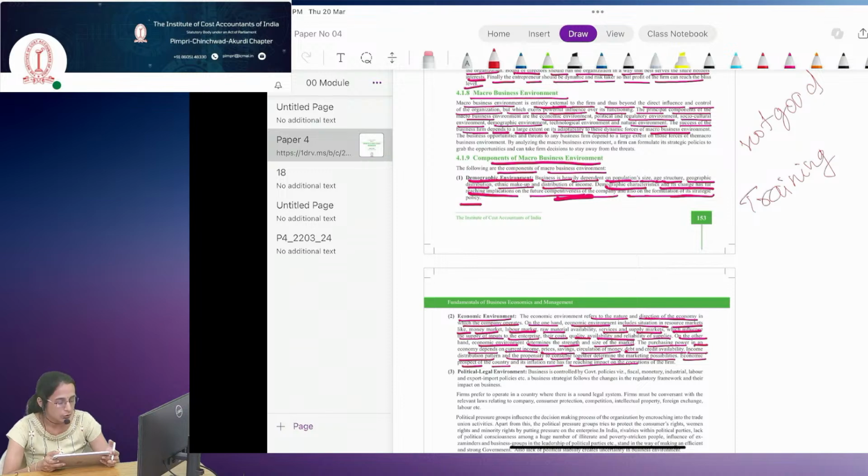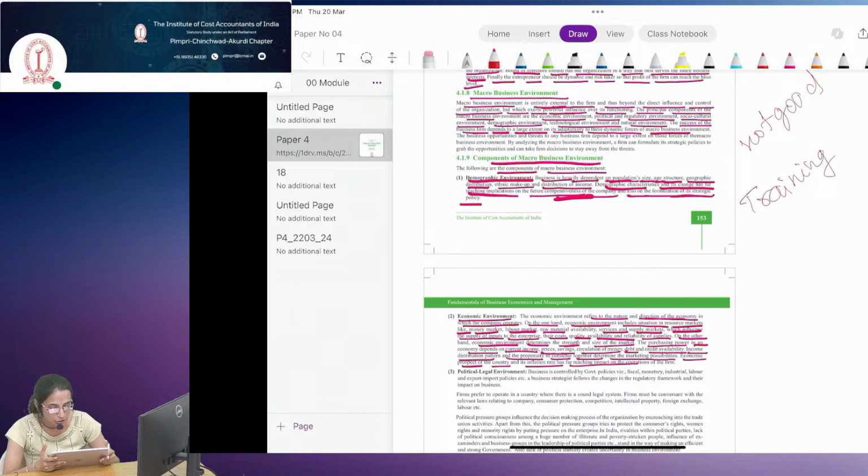The success of the business firm depends to a large extent on its adaptability to these dynamic factors of the macro business environment. Every organization has to adapt to these macro factors. So when the business adapts properly to these macro factors, that is the political, legal, environmental, economic, social, it can function efficiently.